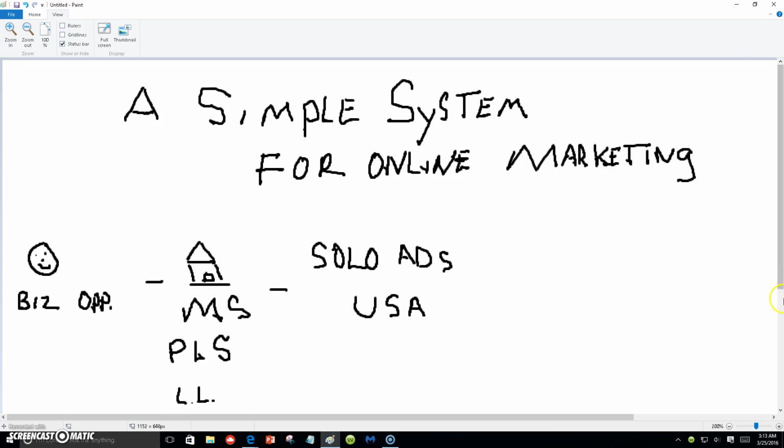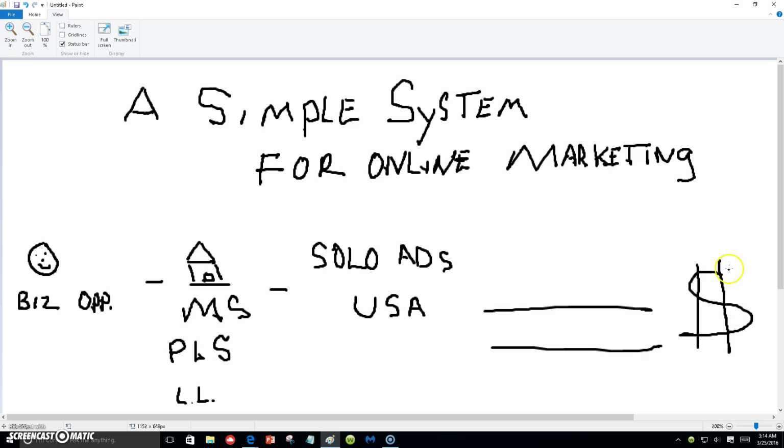This is a simple system for online marketing that anyone can utilize, and it doesn't cost you an arm and a leg. A $7 one-time fee for Lead Lightning will start you off with the Power Lead System to promote your business opportunity, by bringing traffic to your capture pages through Udimi solo ads, USA, and then all this equals money. That's what we are all looking for. That's the bottom line. No matter what anyone says, that's what we are promoting online for. And then you are on your way.